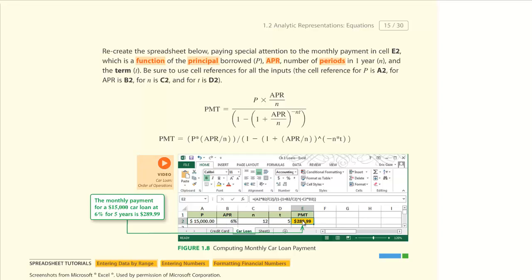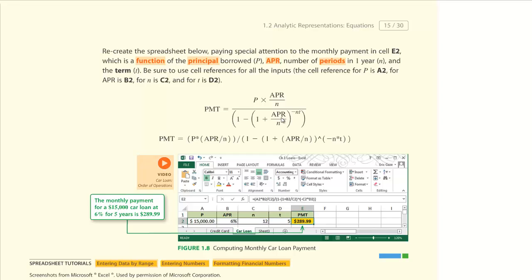We're going to define our payment to be A2 times B2 divided by C2, because we need payment times APR divided by N, so times B2 divided by C2. Then we put parentheses around that whole thing because that's everything that's on top, and it's going to be divided by everything that's on the bottom. On the bottom is 1 minus, and then this stuff inside parentheses. So 1 minus, then 1 plus, and then APR over N, B2 over C2.